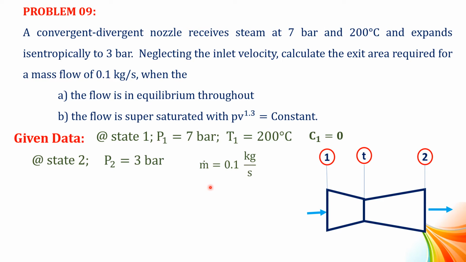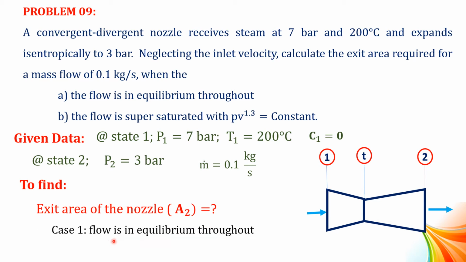So, mass flow rate m dot equal to 0.1 kg per second. When the flow is equilibrium throughout, and when the flow is supersaturated, find out the exit area of the nozzle with PV power 1.3 equal to constant. So here we have to find out the area.